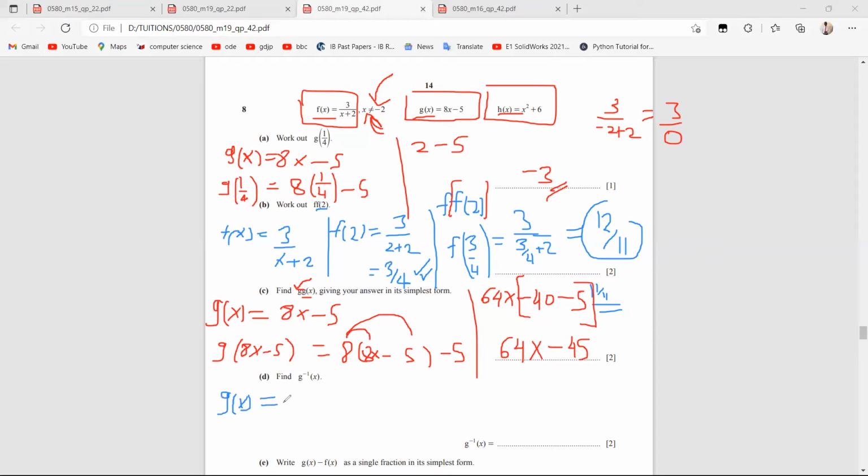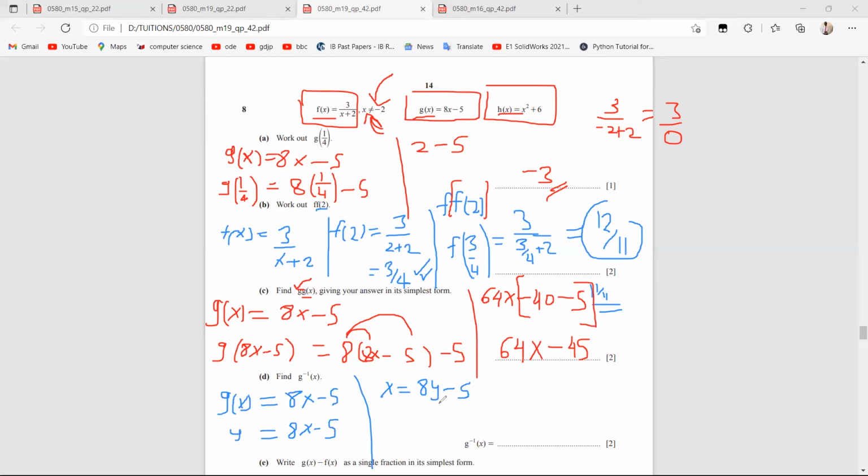And function G is 8x minus 5. So the first step is to replace the name by y, like that. Very easy. Now, the second step is to switch the positions of x and y in that equation. So I'll have x equals 8y minus 5, okay?